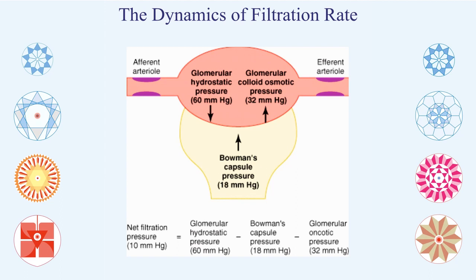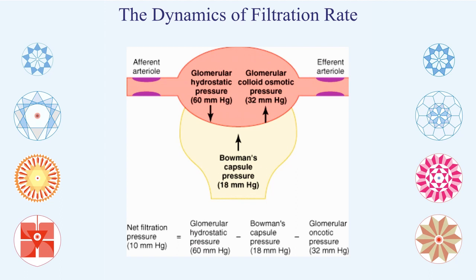Now, for the dynamics of the filtration rate, let me also tell you, it's very interesting in this particular process. In the afferent arterioles which bring blood to the glomerulus, you have a glomerular hydrostatic pressure which is equivalent to 60 millimeter of mercury. And you also have a glomerular colloidal osmotic pressure of 32 mm of mercury.